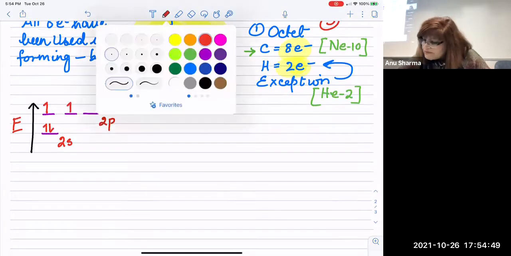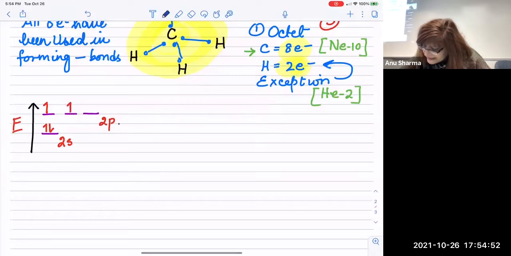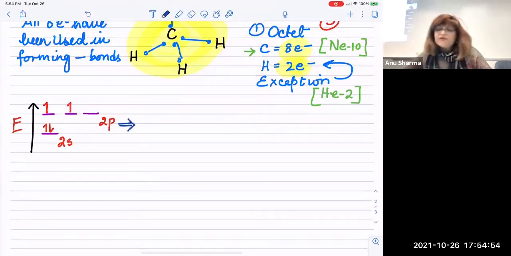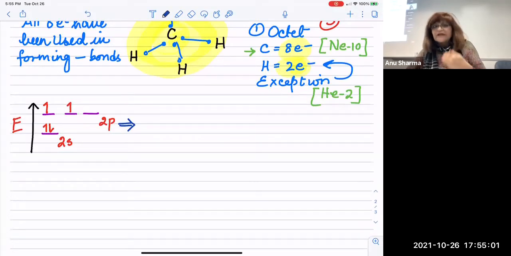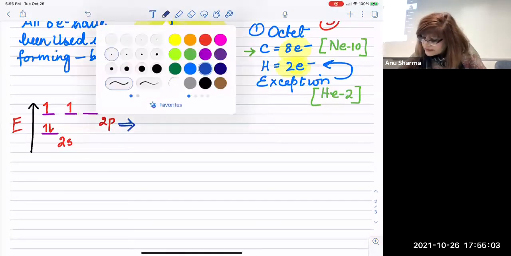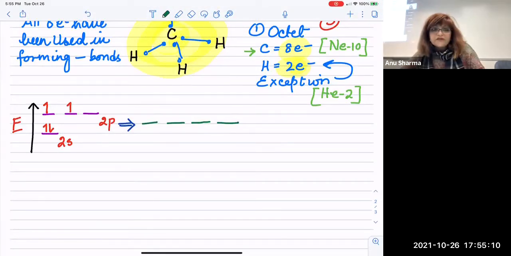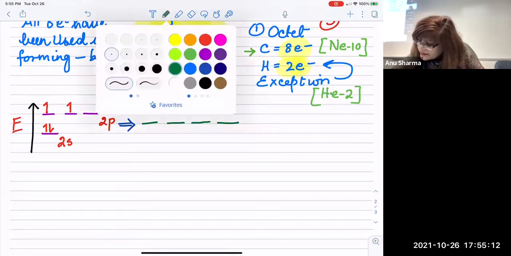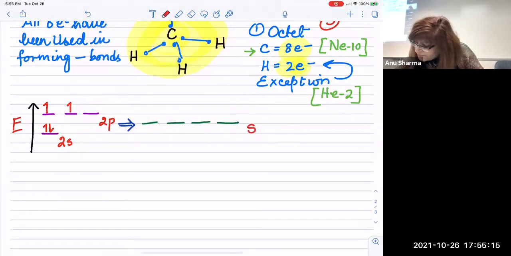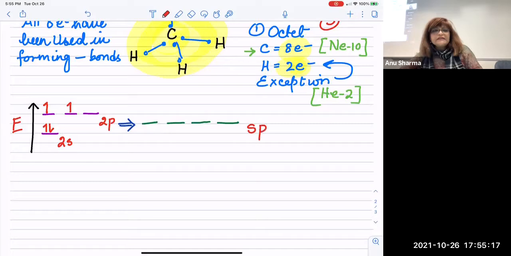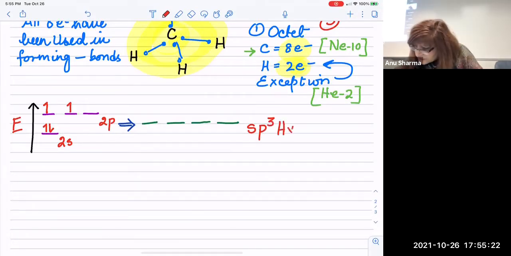So when they mix, the p, which is at a higher energy state, comes down. And s, which is at a lower energy state, comes up a little bit. So now when they mix, they form a set of 4 mixed orbitals: one s and all 3 of the p's. So this becomes sp3 hybridized.